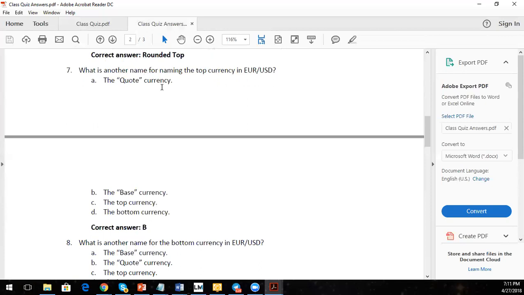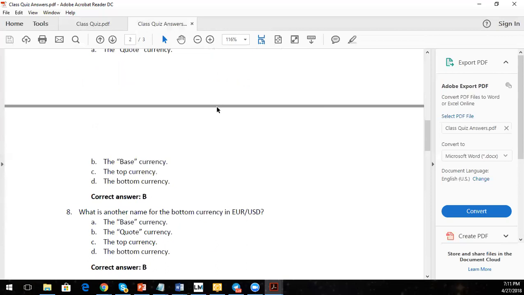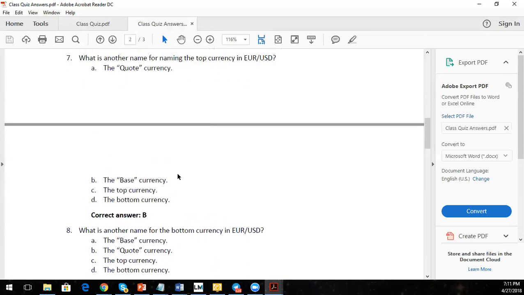What is another name for naming the top currency in Euro USD? Well, you want to think of that. The right answer was B, the base pair. And so when you think about the base pair, you want to think about a head coach. If the head coach is doing good and performing, making great calls, the team is going to do good. I mean, just think of it like that.